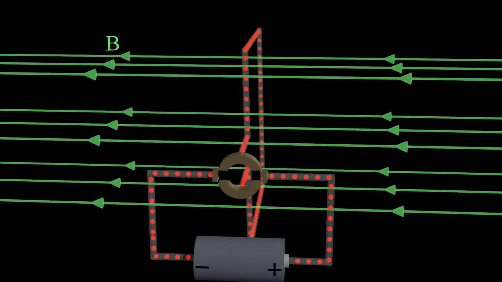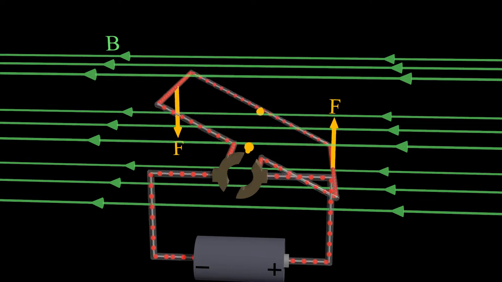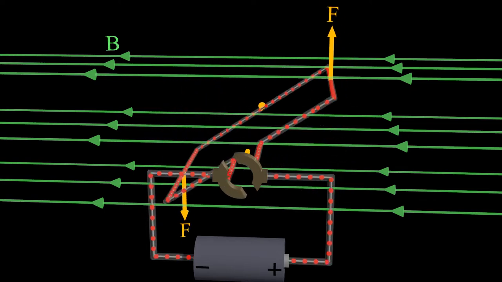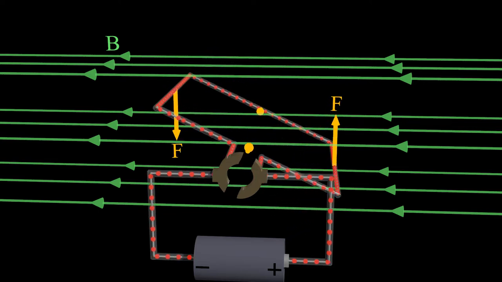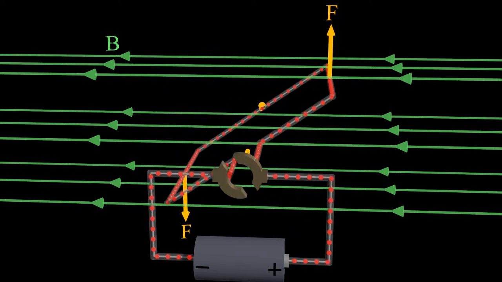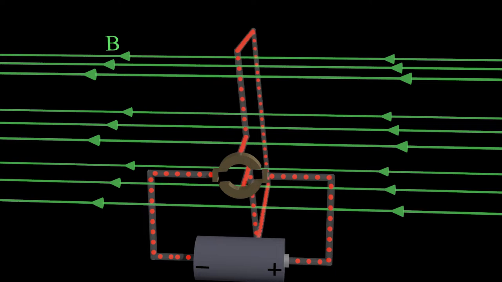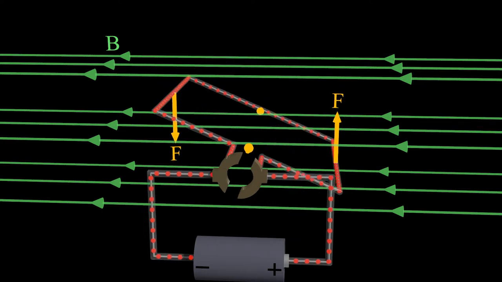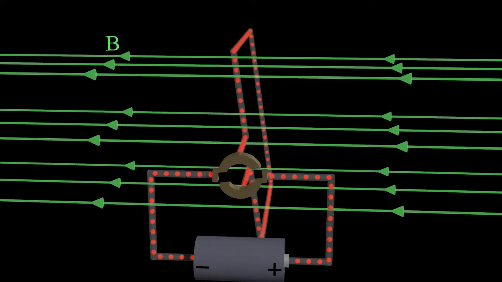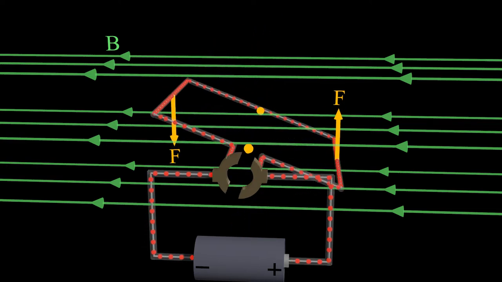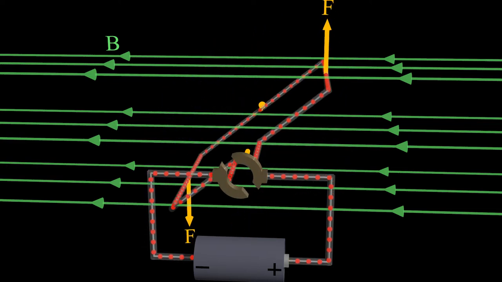The battery that drives this motor produces a constant voltage which can only drive the current in one direction. However, the motor loop would get stuck lined up perpendicular to the magnetic field if its current never changed direction. A clever mechanical connection called a commutator allows the single direction battery to supply a current to the loop that switches direction every half rotation.